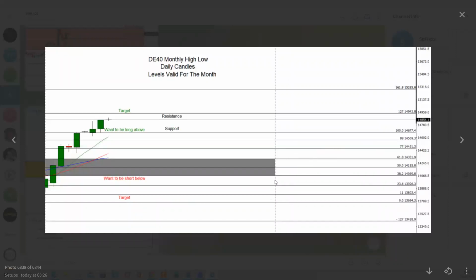On the DAX monthly high low, currently between levels of 100 and 127 as support resistance. If you look at the moving averages, 8 is above 21, above 50. That's indicating trend is up. So we're still looking for that 127 target level there.